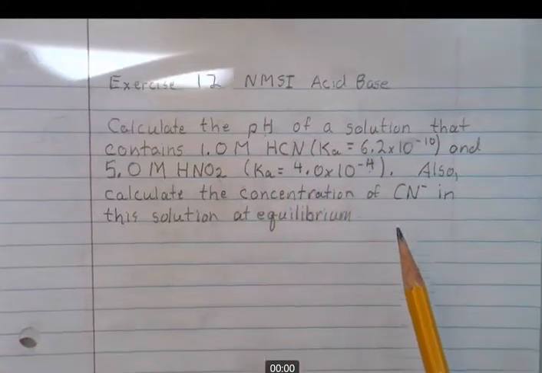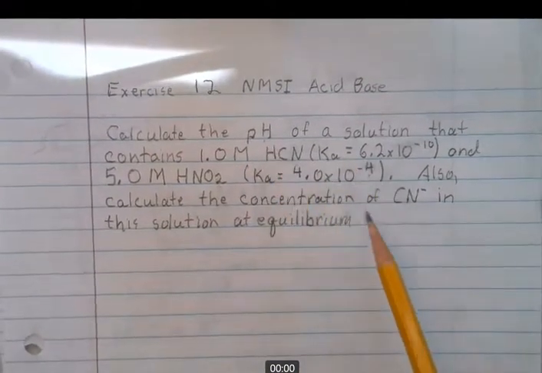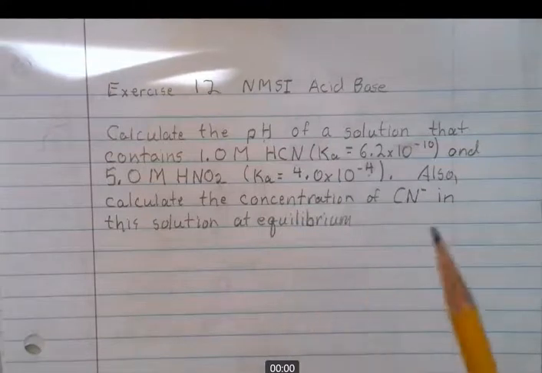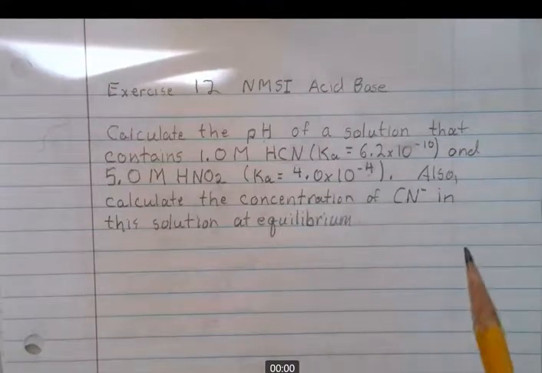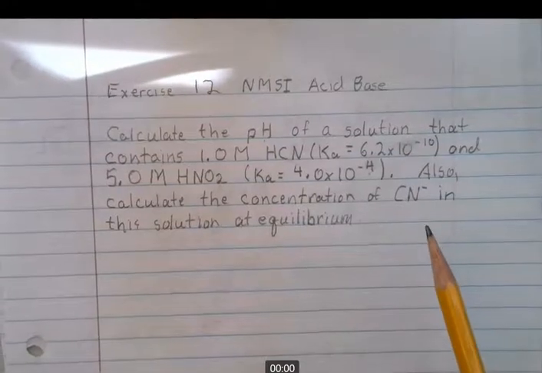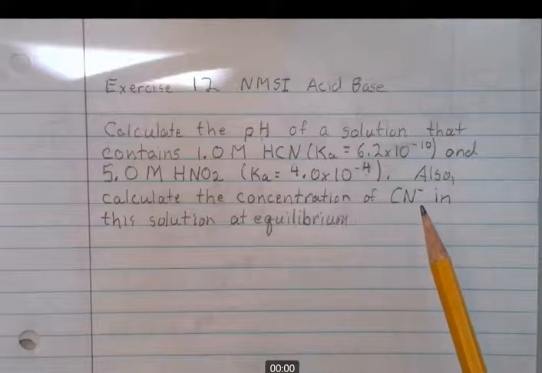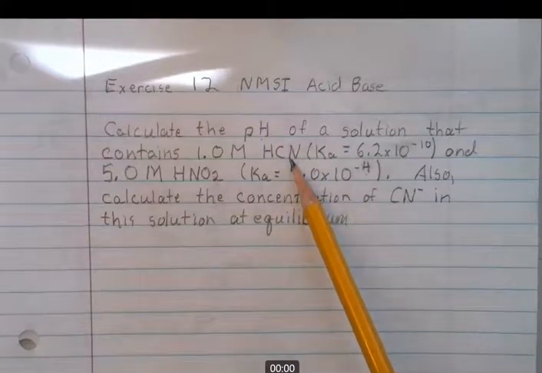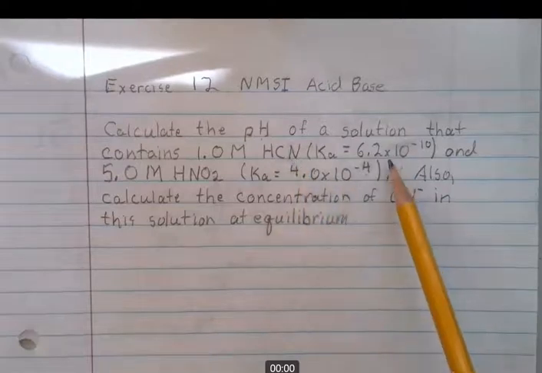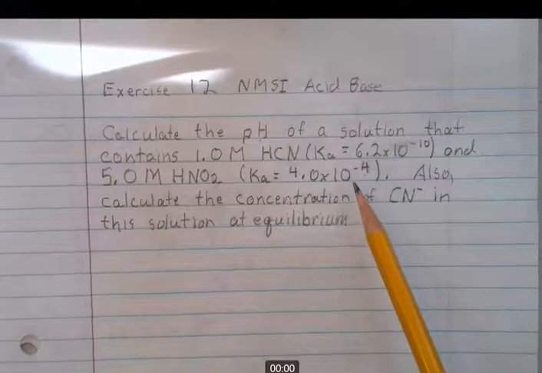Okay, so that's the first thing we notice. Then it wants you to calculate the pH of that solution where you throw both of those in, not just one of them, but both of them. So how do you deal with that when you've got 2 different acids in there at the same time? We'll talk about that. Also calculate the concentration of the CN minus in this solution at equilibrium. That's the ion that's going to be formed by this much weaker acid. How much of that is even going to be in the solution at all?